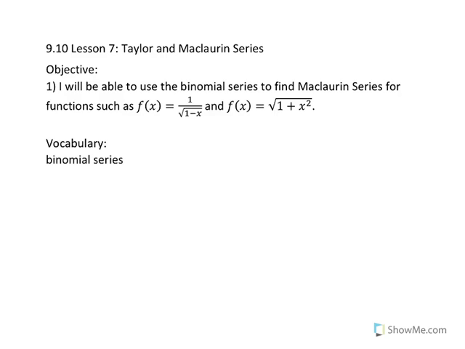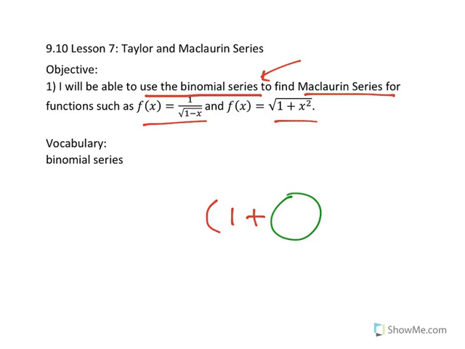So our objective for today is using binomial series to find Maclaurin series for functions such as the ones from our example for today. But generally speaking, if you have any function, to be able to use the binomial series, you have to algebraically manipulate your function so that you will have 1 plus some function of x to the k power, because the binomial series is derived from the function 1 plus x to the k.